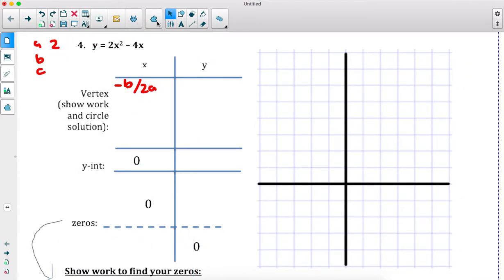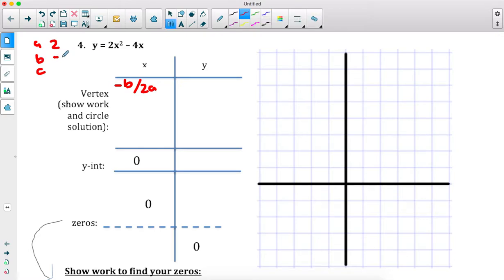B would be negative 4. And c, since there's no constant here, c would be 0. All right, so here we're going to get negative b, which would be the opposite of negative 4, so that's positive 4, divided by 2 times our a value. So 2 times 2 is 4. So that means the x value is 1.